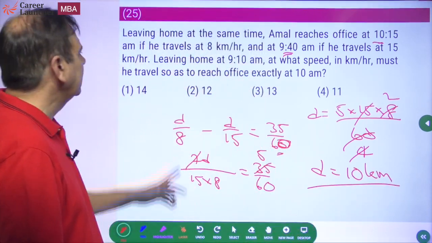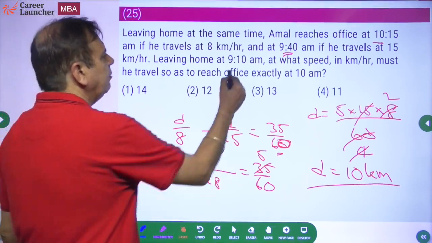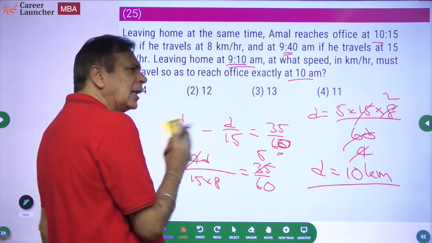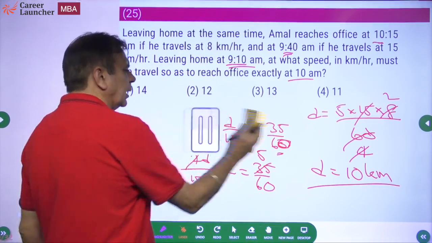And he has to cover 10 kilometers in how much time? He leaves at 9:10, reaches at 10 a.m., in 50 minutes. So the speed should be slightly more than 10 kilometers. Slightly more, so let's calculate.